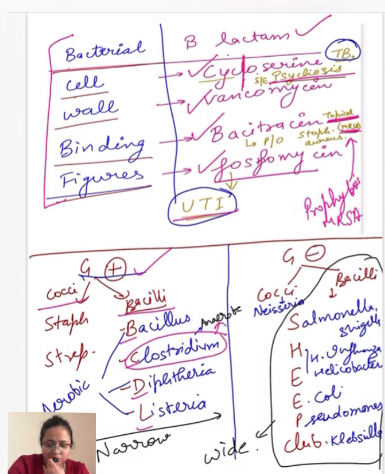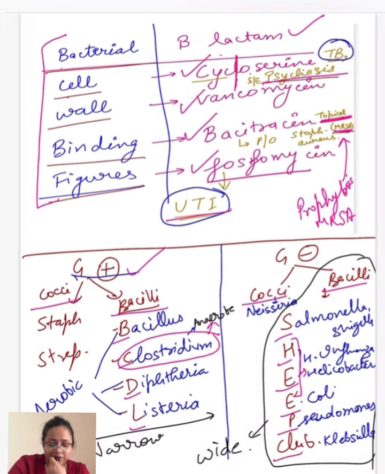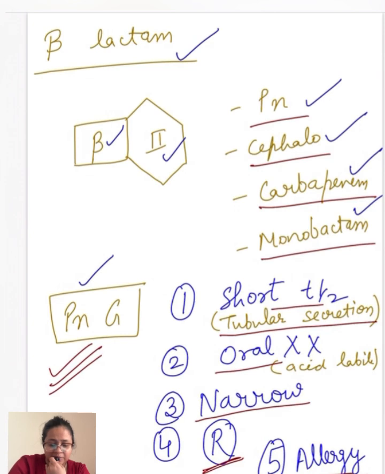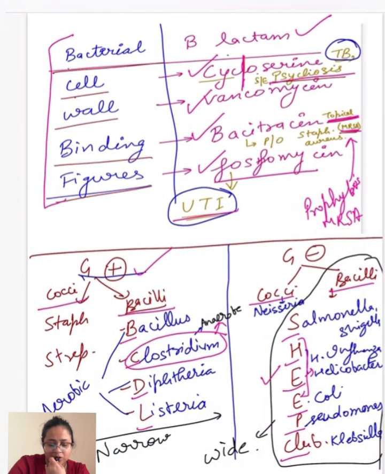Gram-negative cocci include Neisseria, and bacilli are the SHEEP CLUB group: Salmonella, Shigella, H. influenzae, Helicobacter, E. coli, Pseudomonas, and Klebsiella. If an antibiotic does not act against the SHEEP CLUB group, then it is called narrow spectrum, and if the antibiotic kills all these bacteria also, this is a wide spectrum antibiotic.